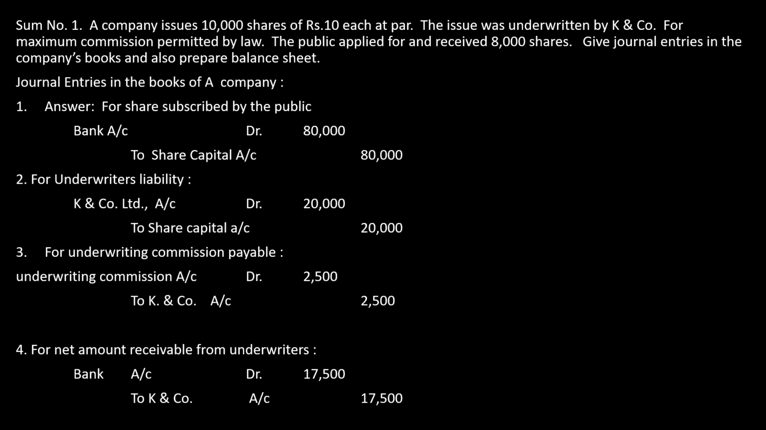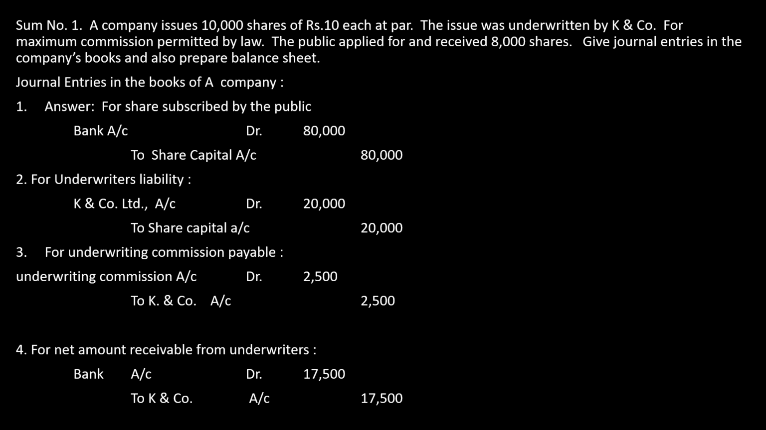Now, the last entry, the net amount received from the underwriter. The underwriter is supposed to pay 20,000 rupees to the company, and the company is supposed to pay 2,500 to the underwriter. Therefore, the net amount will be 17,500, for which the entry will be Bank Account debit to K and Co., 17,500. So that is the entry here.